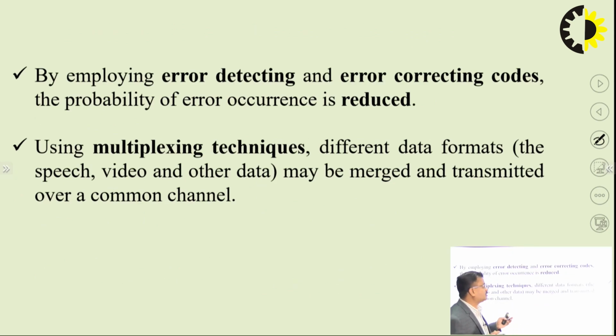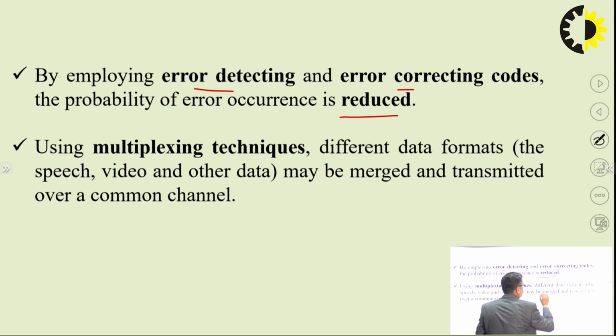By employing error detection and correction using channel encoder and decoder, you can perform error controlling tasks. It means you can apply error detection and error correction. How is it possible? By using error detecting and correcting codes. Then the probability of error occurrence is reduced. Obviously, if you are able to detect and correct the error in your digital data, your probability of error will automatically be reduced. So, this is another very important advantage.